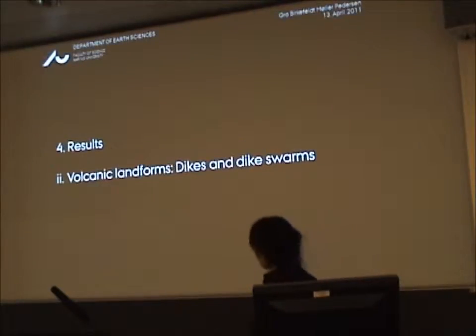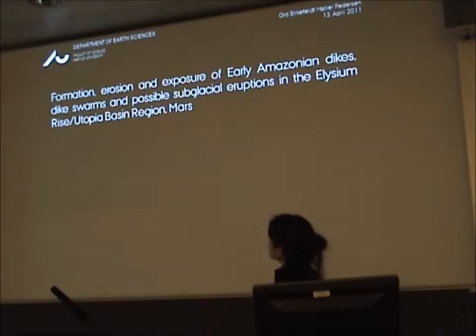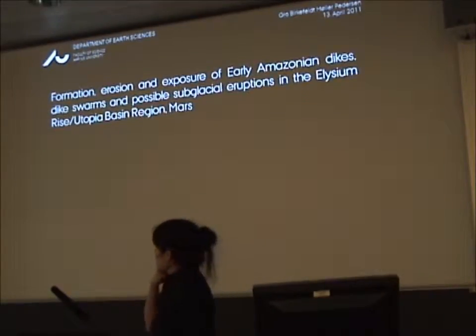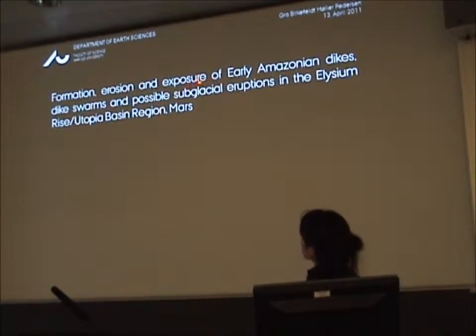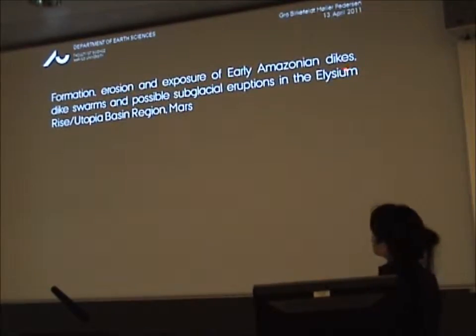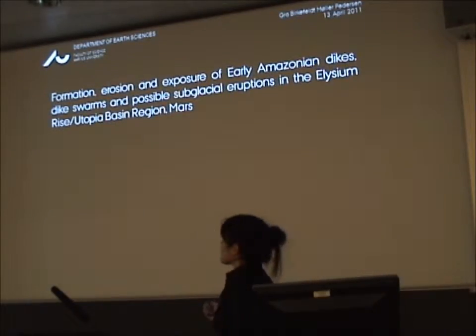Changing gears and looking at dikes and dike swarms. So basically, the paper published on dikes and dike swarms is called Formation, Erosion and Exposure of Early Amazonian Dikes and Dike Swarms and Possible Subglacial Eruptions in the Elysium Rise, Mars.